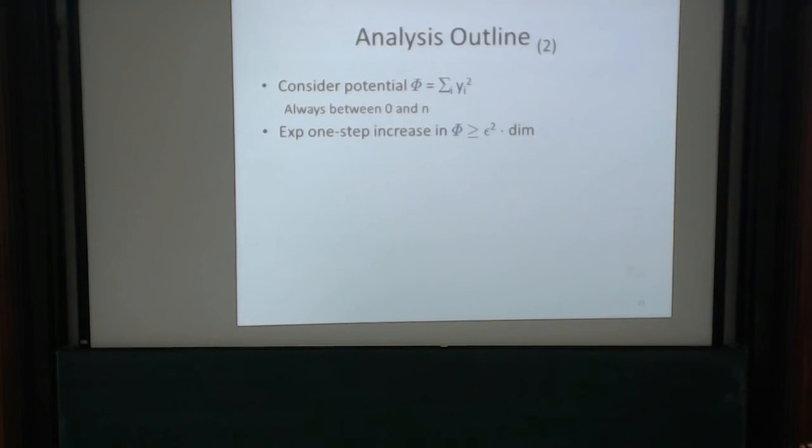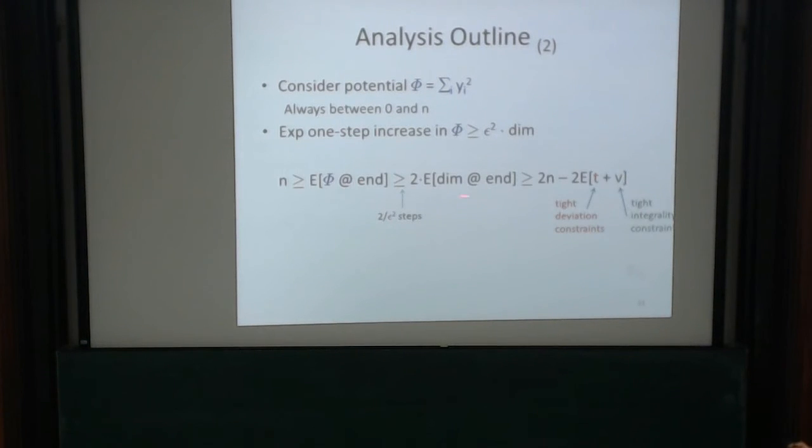And in one step, what happens to this potential? The expected increase in this potential can be shown to be at least epsilon squared times the dimension of the subspace that we are in. So that's the expected one step increase.